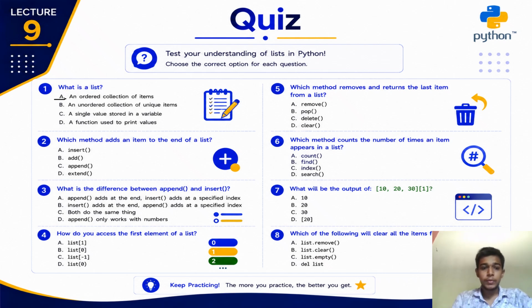Now the second question. Which method adds an item to the end of a list? Insert, add, append, or extend. Pause the video then answer. I hope that you have answered. The correct option is option number C. The append method always adds one new item at the end of the list.